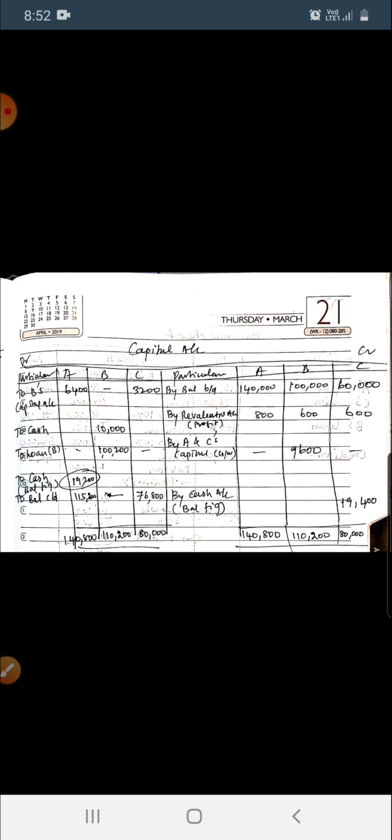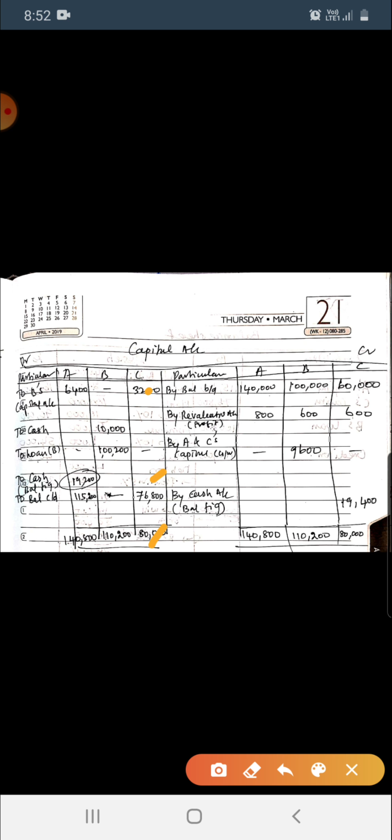Then finally C's account is to be closed, and if you see, the credit side total is more, so we're getting 80,000 here. So 80,000 and the balance amount is 19,400. This we'll record as the by cash account balancing figure, and this shows the credit balance. This shows that C has to bring cash to the firm, so these adjustments need to be done.